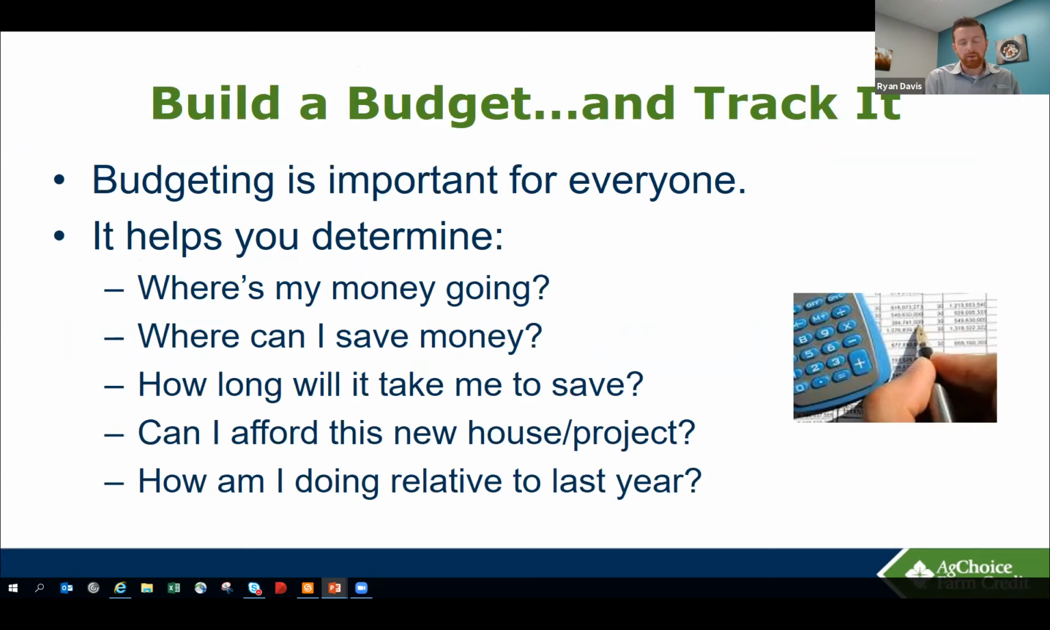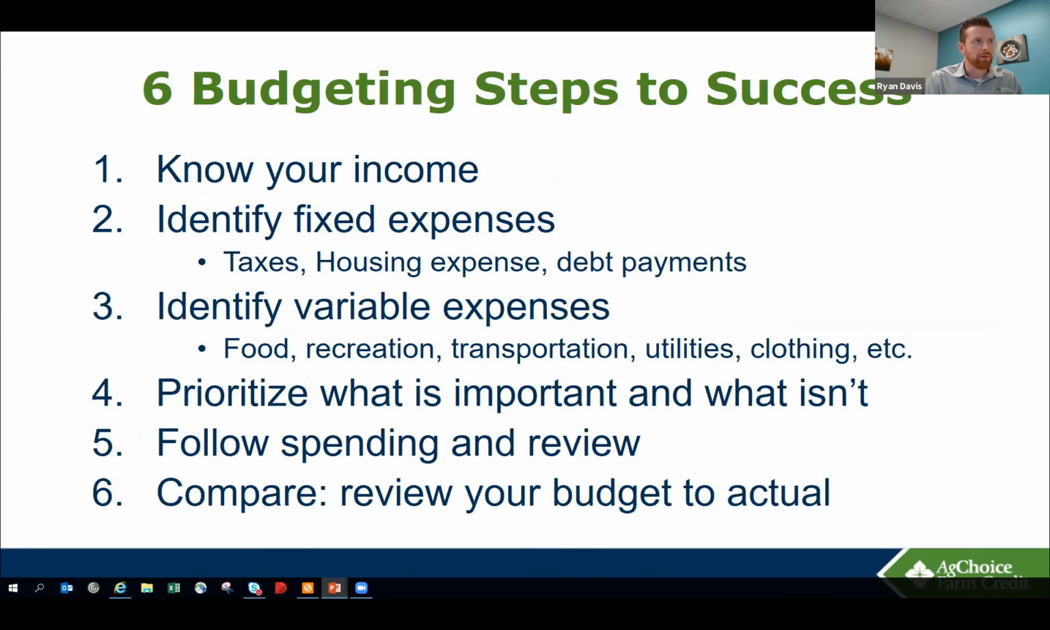Some questions that may be more personal, like, can I afford this new house or this new project that I want to undertake? And maybe even some benchmarking questions. So how am I doing relative to last year's budget? Some steps that you can take when you're thinking about your budget.